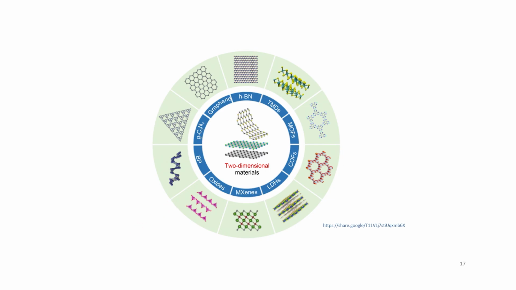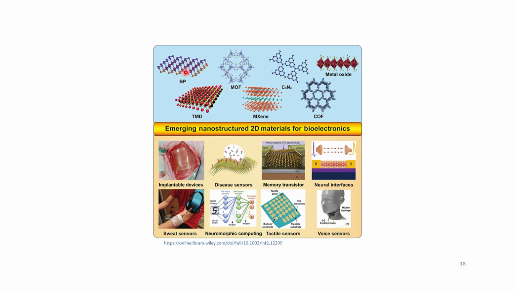Of various shapes and sizes. These can be metal organic frameworks or covalent organic frameworks. These can be like this, and emerging nanostructured 2D materials for bioelectronics. They can be used as implantable devices, as disease sensors, as memory transistors, neural interfaces, sweat sensors and neuromorphic computing, tactile sensors or voice sensors.